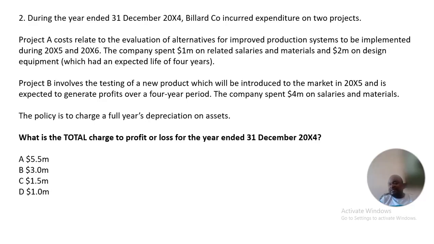Project B involves the testing of a new product which will be introduced to the market in 20x5 and is expected to generate profit over a 4-year period. The company spent 4 million on salaries and materials. The policy is to charge a full year's depreciation on assets. Okay, so what is the total charge to profit or loss for the year ended 31st December 2024? Right, so please just pause the video and try this on your own.